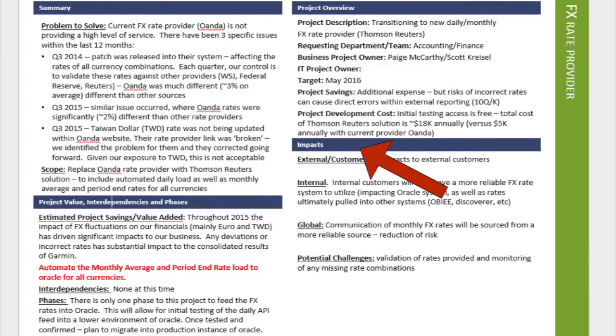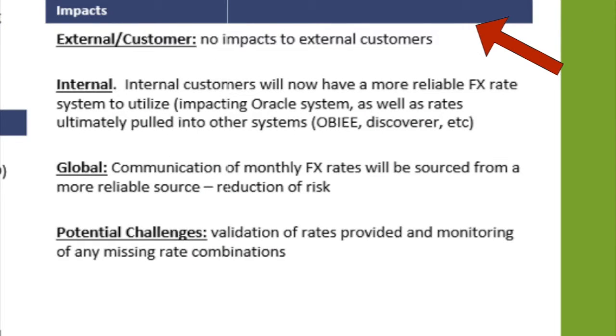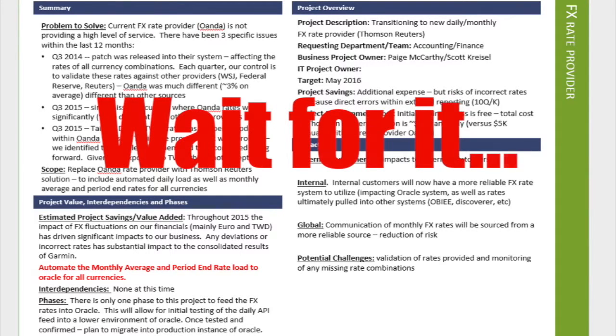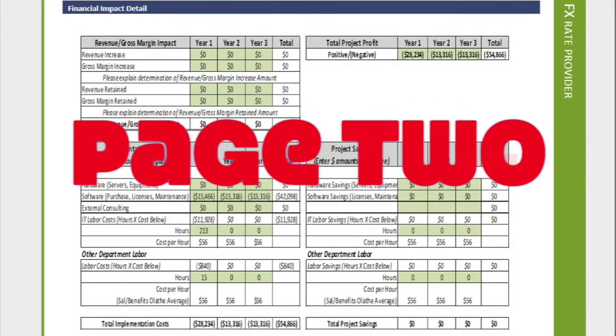Then you have the impact section, which identifies who the external and internal customers and stakeholders are and what is the impact to them. Also, if there's any global impact of the project. And then at the bottom of this section, it lists out any potential risks or challenges that could come up during the project. Next you have, wait for it, page 2.